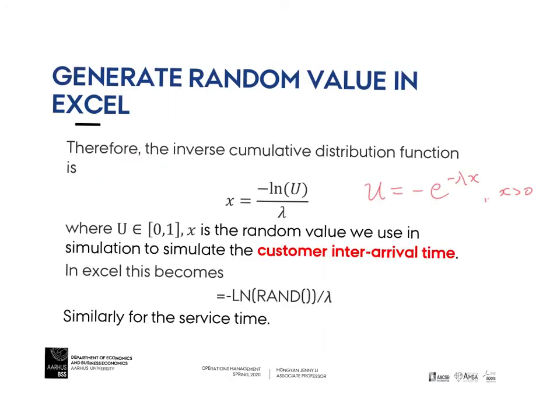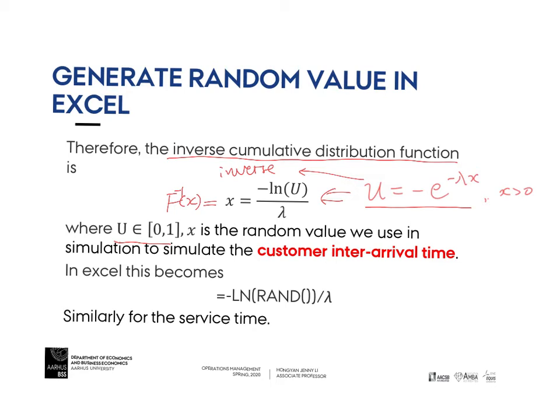Since capital U is calculated in the previous slides, we can find an inverse function. So this actually is an inverse of the cumulative probability distribution function. It's an inverse cumulative distribution function, which can also be written as F inverse, x equals to this formula. Here U is a random number, so we can generate capital U easily in Excel.